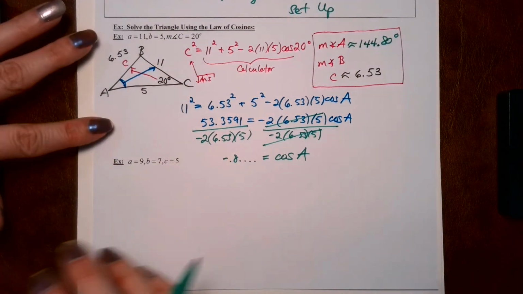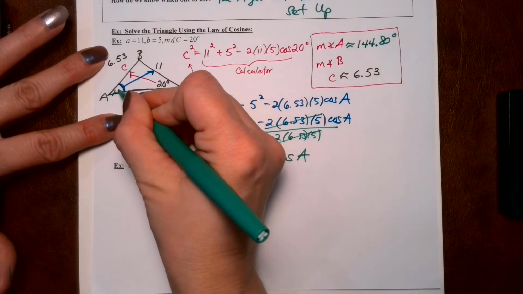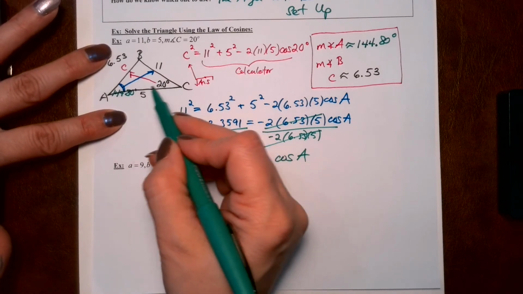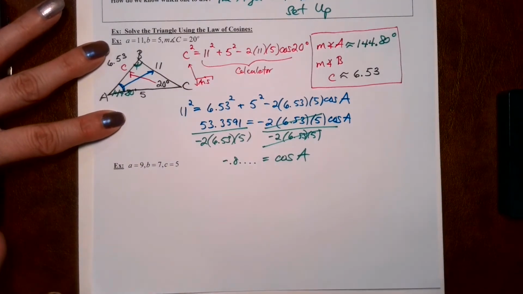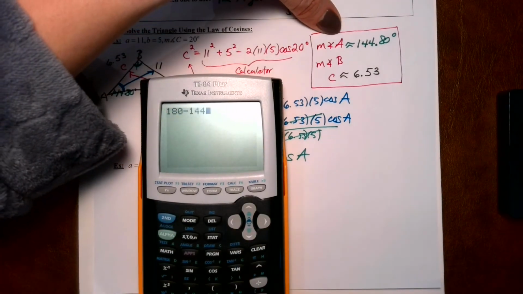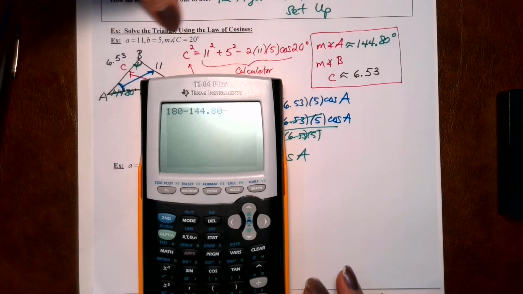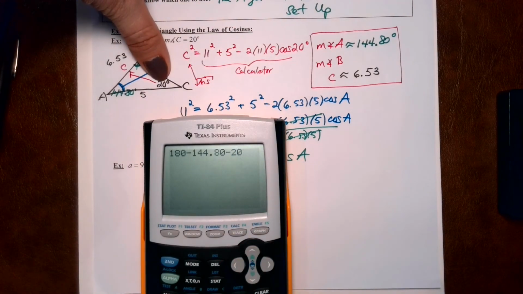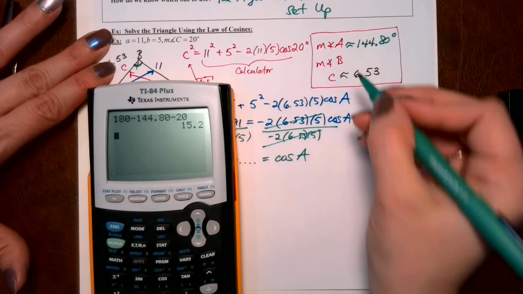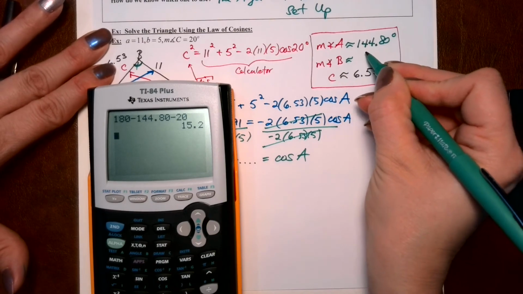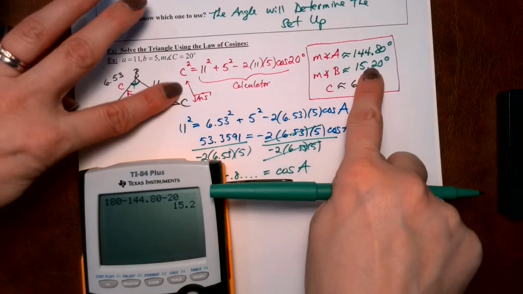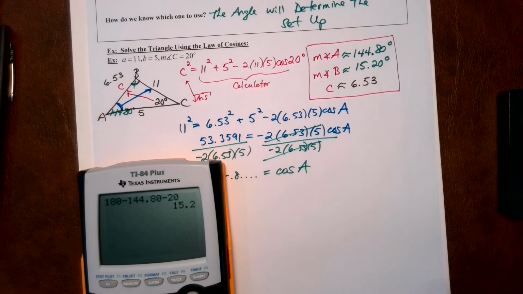If you look at this triangle, measure of angle A, we now know is 144.80. When you're down to two angles, you can simply subtract to find that third angle. So let's do 180 minus 144.8 minus, what's the other angle? 20. I'm going to type what I wrote here so that the three angles on my paper add to 180 degrees. So 15.20 degrees would make all of these angles add exactly to 180.